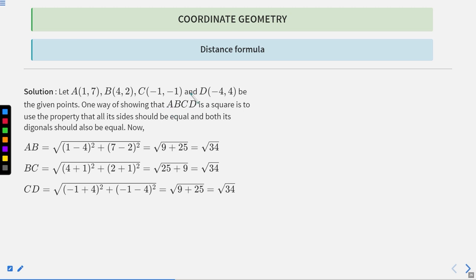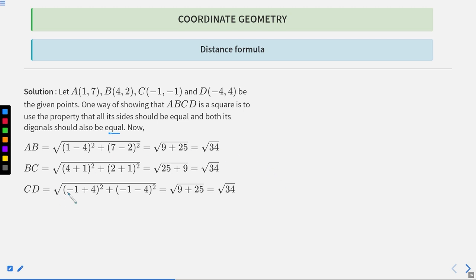And one way of showing that ABCD is a square is to use the property that all its sides should be equal. Okay, so we can use this property. All sides of a square should be equal, and both its diagonals should also be equal. So now here the distance AB is equal to the square root of (1 minus 4) squared plus (7 minus 2) squared, which is equal to the square root of 9 plus 25, which is equal to the square root of 34. And the distance BC is equal to the square root of (4 plus 1) squared plus (2 plus 1) squared. This is equal to the square root of 25 plus 9, which is equal to the square root of 34.